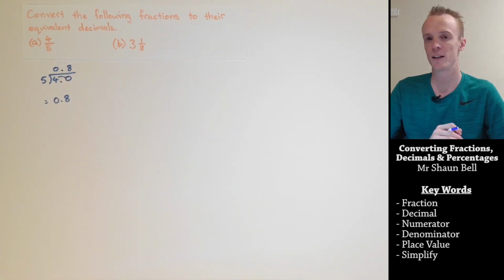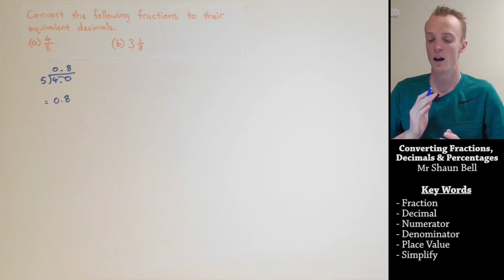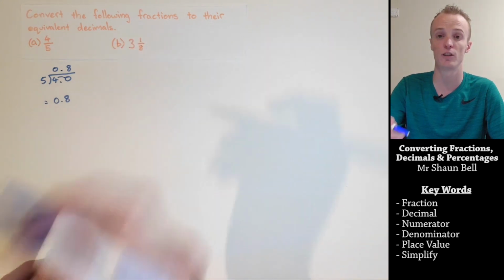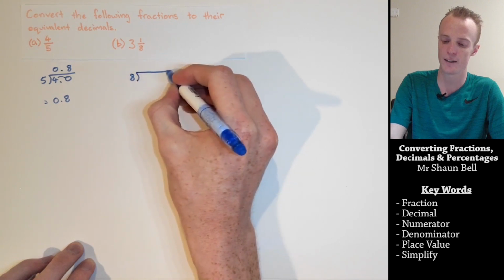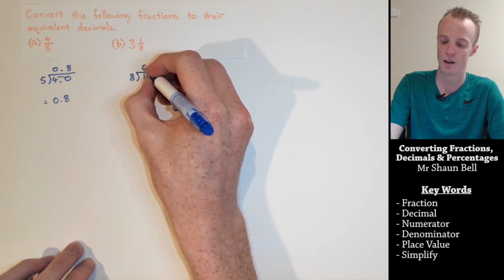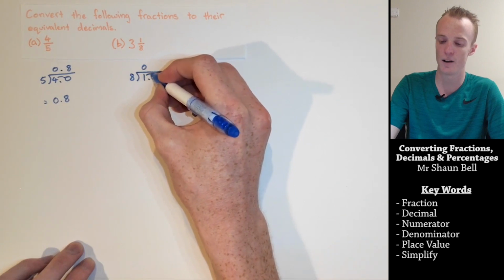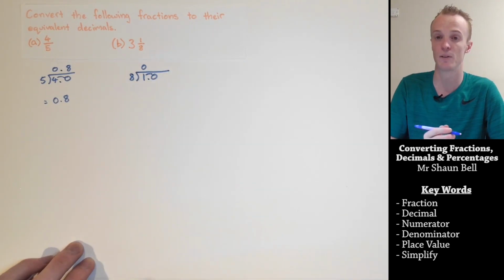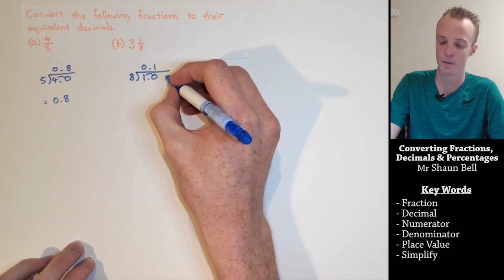Okay, so what if I've got a mixed fraction? Well, there's two ways that we could do this. We could first convert the mixed fraction into an improper fraction and then do what we did before. Or I could take the second part of the mixed fraction, the numerator over the denominator, and I can work out how many times 8 divides into the number 1. Now 8 doesn't divide into 1, so I put 0 here and I put the first decimal place. I carry the 1 over and look at how many times does 8 go into 10. Well, it goes once. Now I carry the decimal place up.